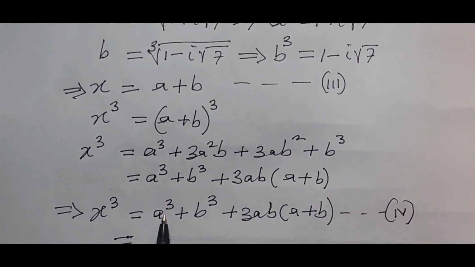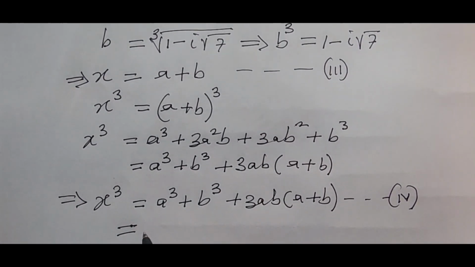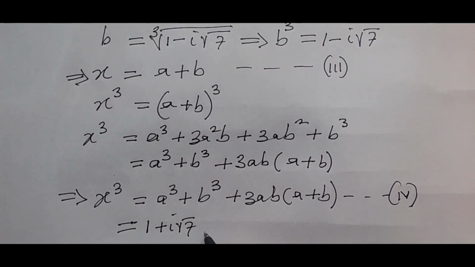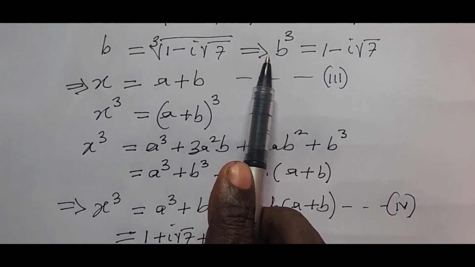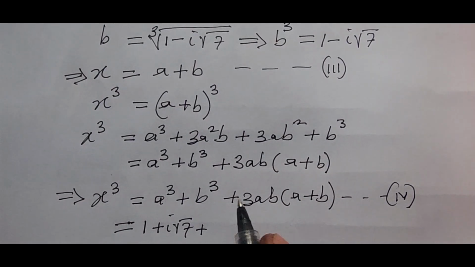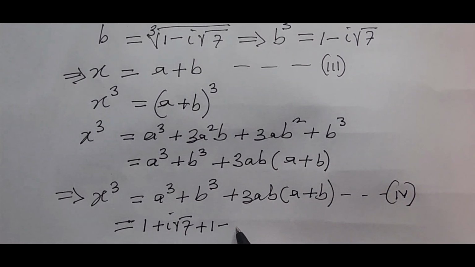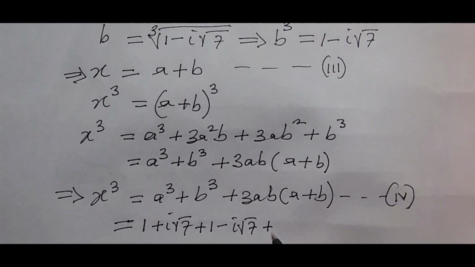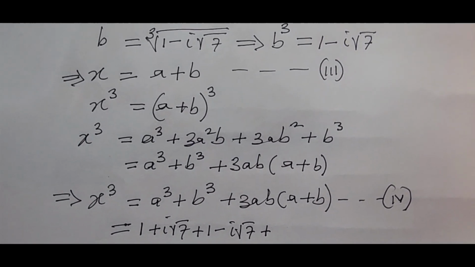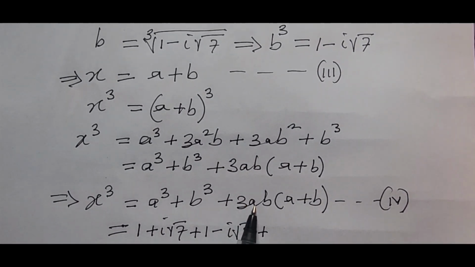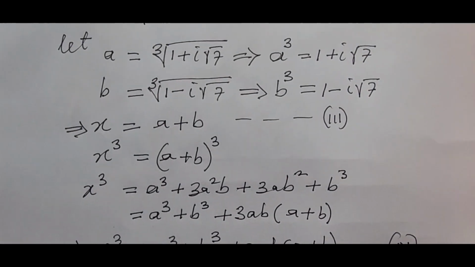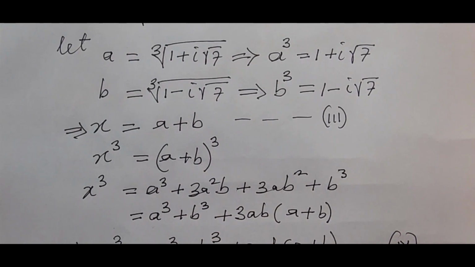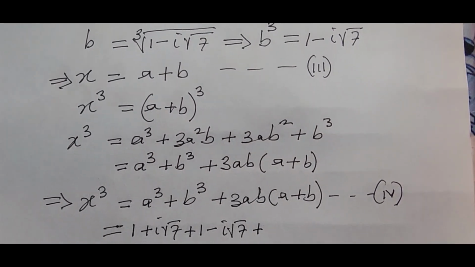So, from here, what is our a to the power of 3? Look at it here. We're going to have 1 plus i root 7, plus our b to the power of 3, which is 1 minus i root 7. Then plus, again, if we look at 3ab, our ab is this, which is this. If we multiply these two together, we are going to come up with just 2. But let's just go ahead and do that.